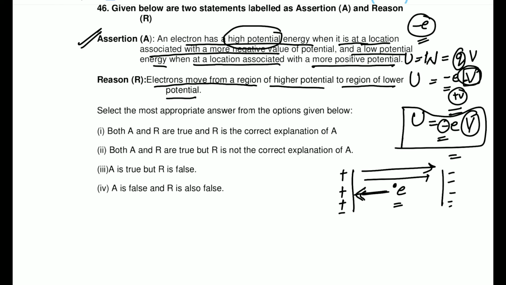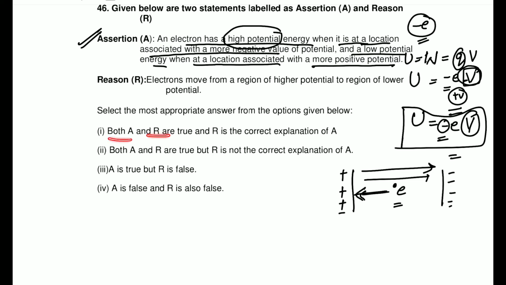So according to this reason, the electron moves from a region of higher potential to a region of lower potential. That means the electron moves from positive to negative, which is clearly wrong, right? Because the electron actually moves from negative to positive. So the opposite is correct, and this statement is wrong. Only statement A is correct. I hope you guys can understand, right?